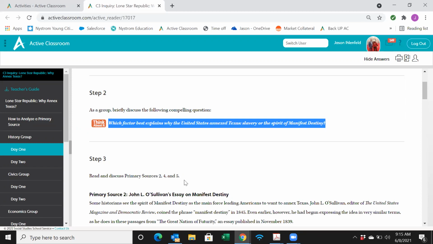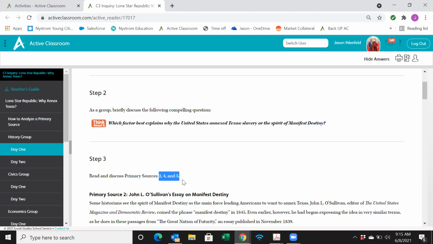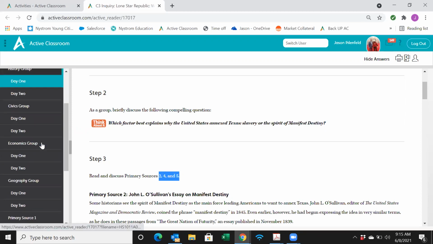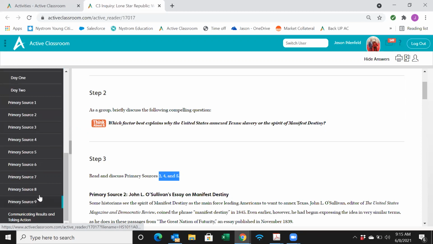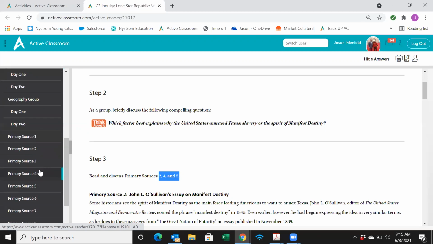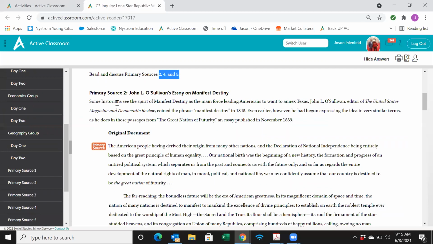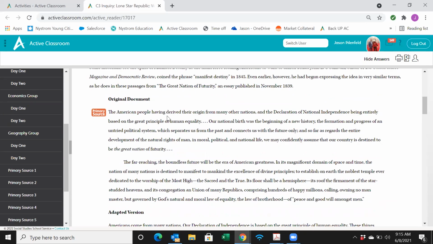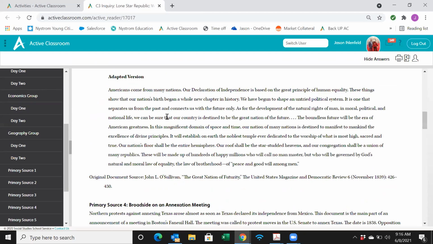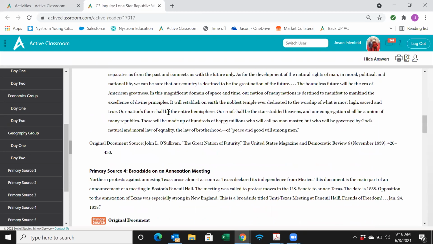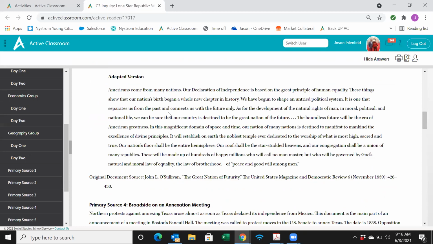Then they're going to have 3 primary source documents. Each group is going to have 3, and they do have access to all 10 of them, or this one only has 9. Sometimes it's 9, sometimes it's 11, but most often it's 10. So obviously there's going to be some overlap. But what you'll see is you have some background information on the document, the original document, and then you have an adapted version that just makes it a little more accessible for students that maybe struggle with some of the more complicated vocabulary.